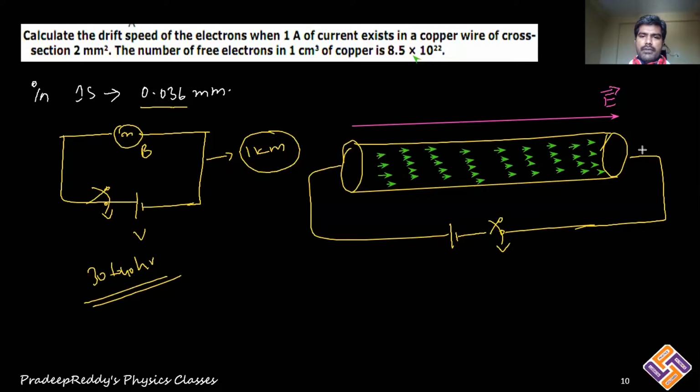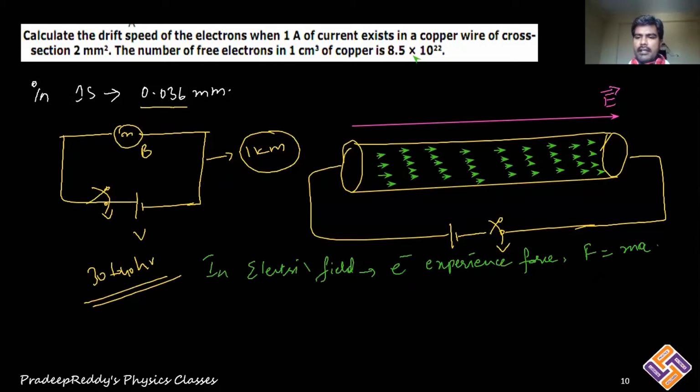What actually happens is when you are connecting this to the battery, there is an electric field setting up. Whenever there is an electric field, in the electric field, electrons experience force, right? Electrons experience force, and because of that force, they will get some acceleration, and that acceleration is capital E divided by m. This is the acceleration experienced by the charged particle within the conductor.